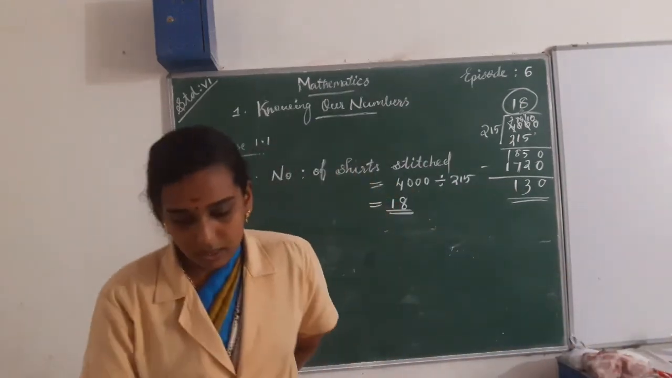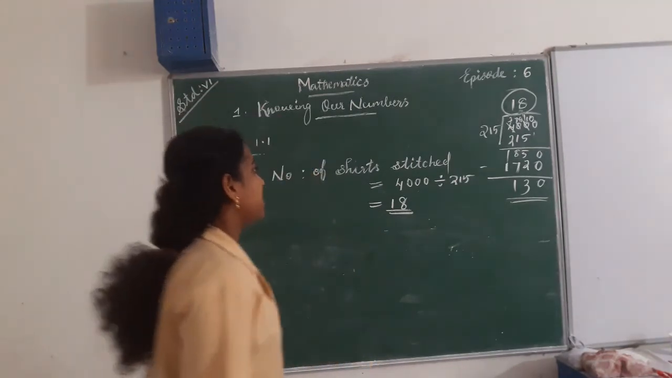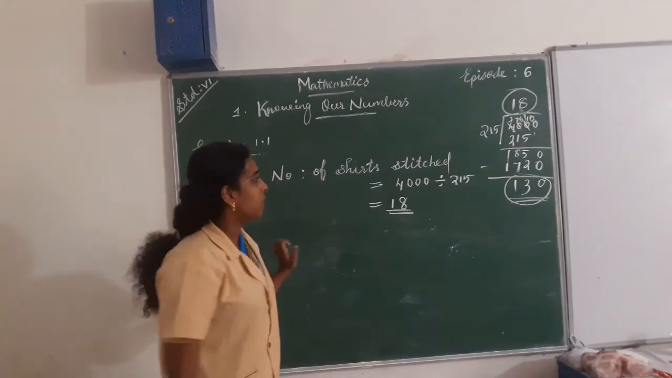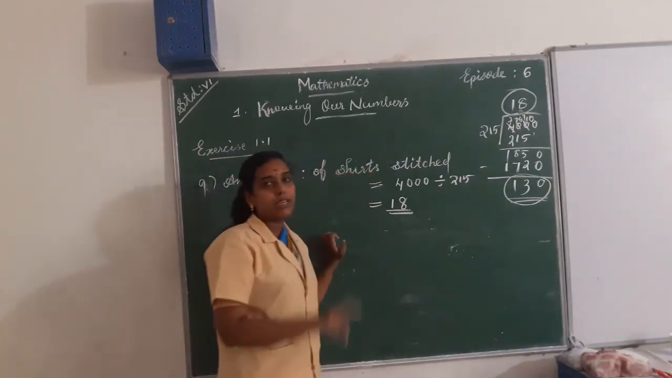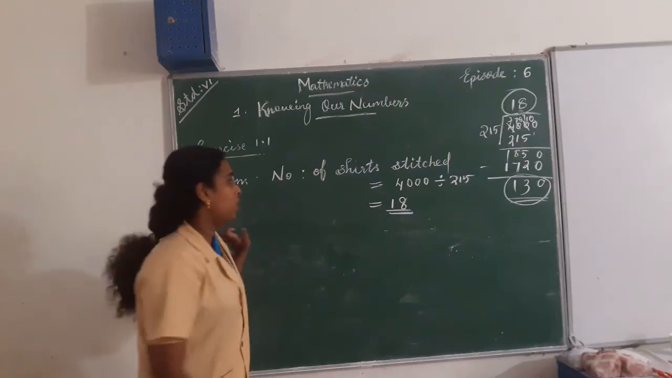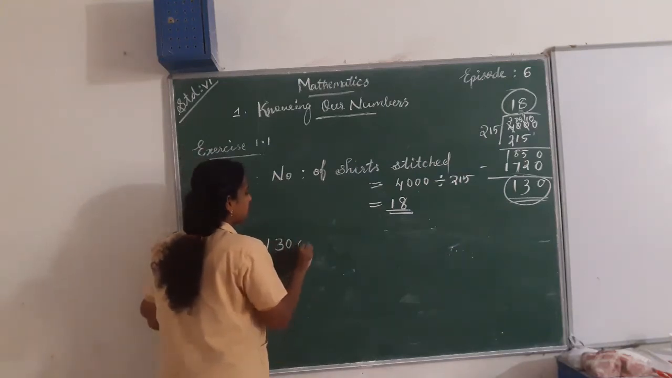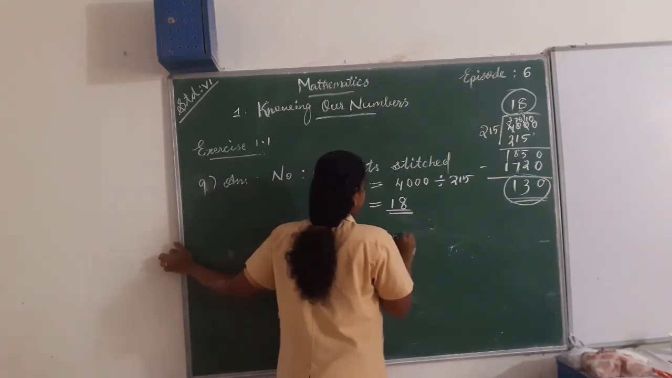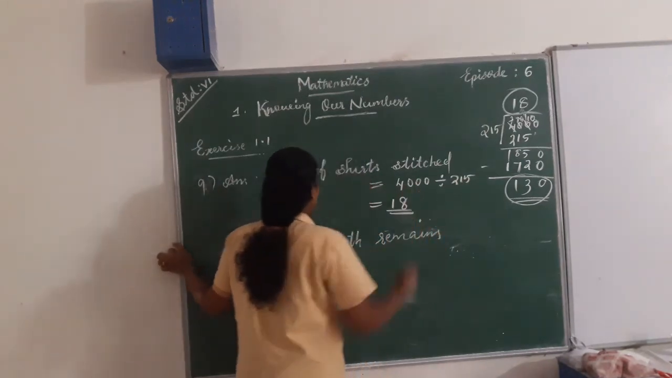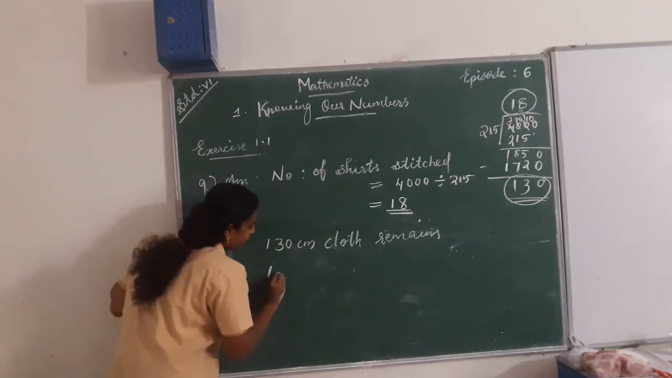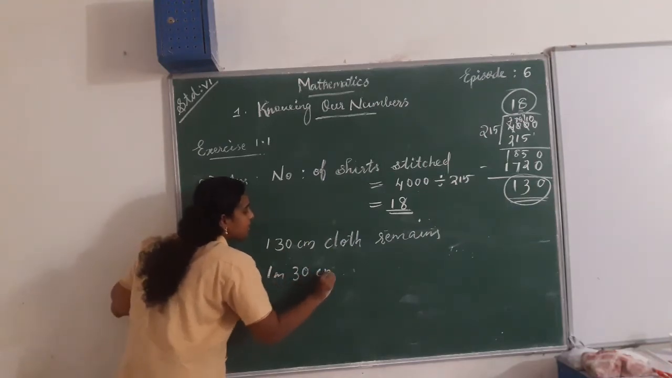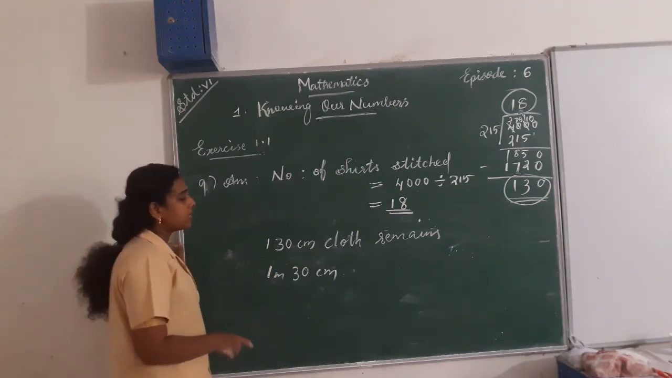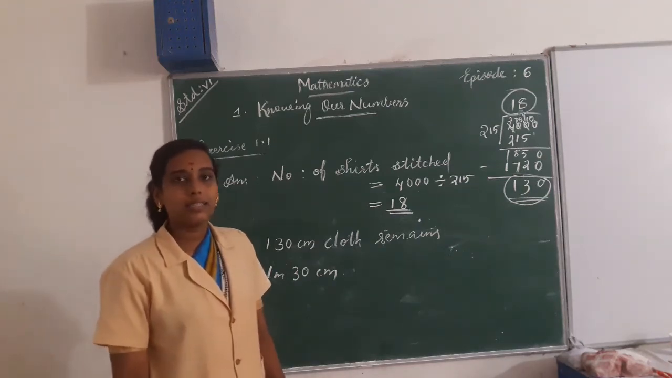And how much cloth will remain? That is, here this is a remainder. Okay. So 130 centimeter cloth is remaining. 130 centimeter cloth remains. And you can also write it as 1 meter 30 centimeter cloth was remaining. Okay, the remaining cloth is 1 meter 30 centimeter.